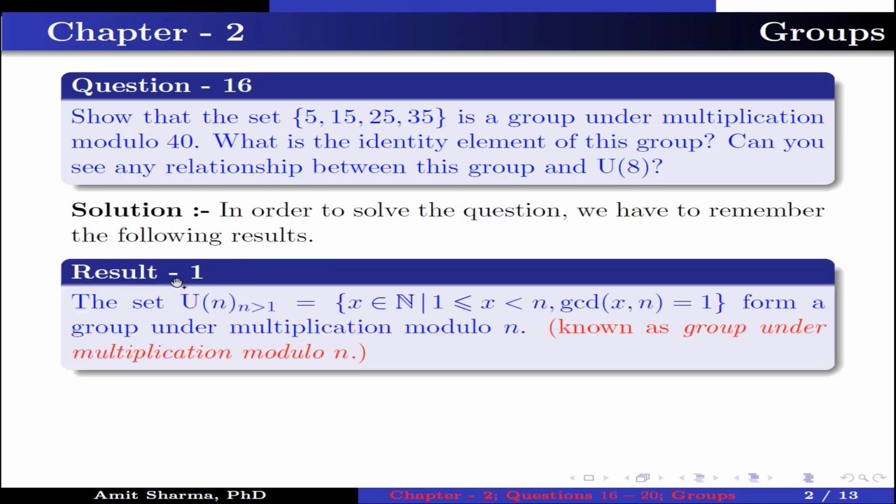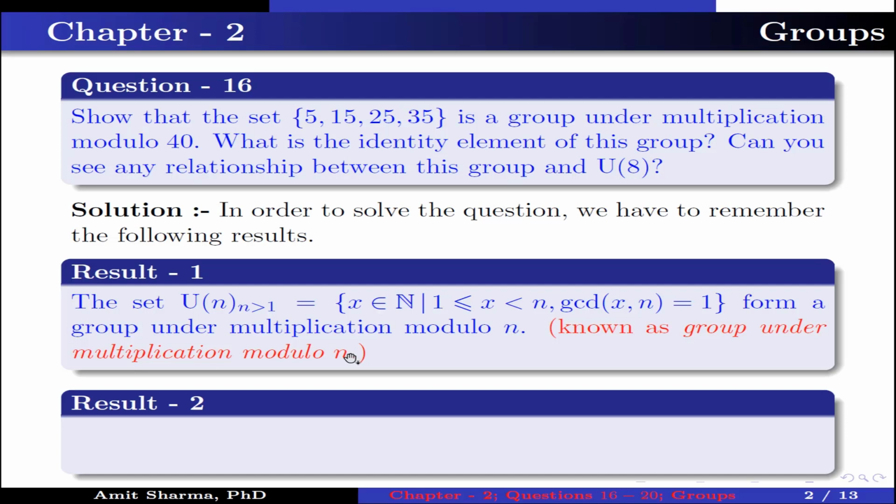Result number 1. The set U(n), n greater than or equal to 1, is equal to {x belongs to N such that 1 is less than or equal to x less than n and GCD of x comma n is equal to 1}. It forms a group under multiplication modulo n.